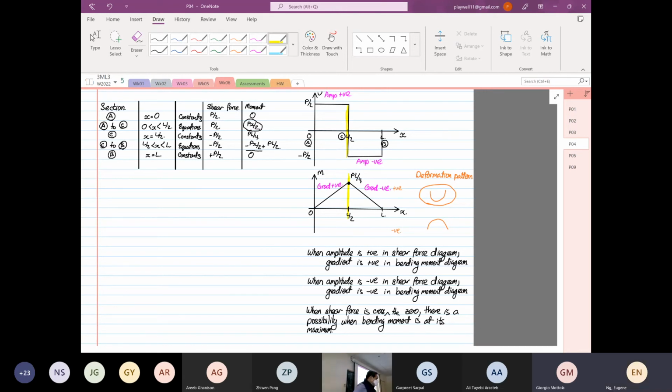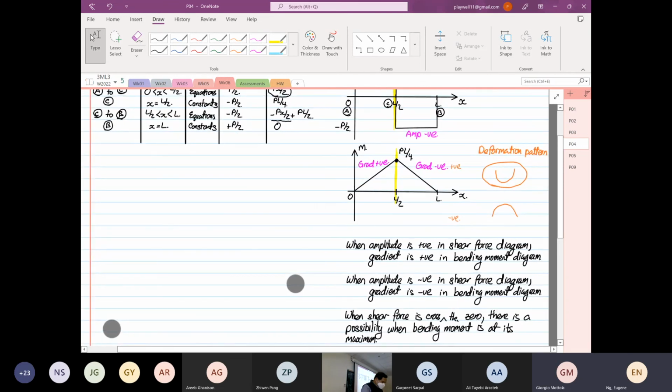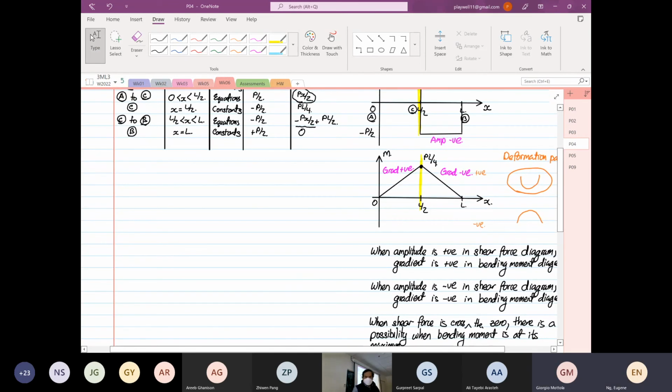Okay. So now we have done simply supported. What I'm going to do is use this space over here, and in that space, I'm going to look at a cantilever beam. So this is the cantilever beam that we're going to look at.